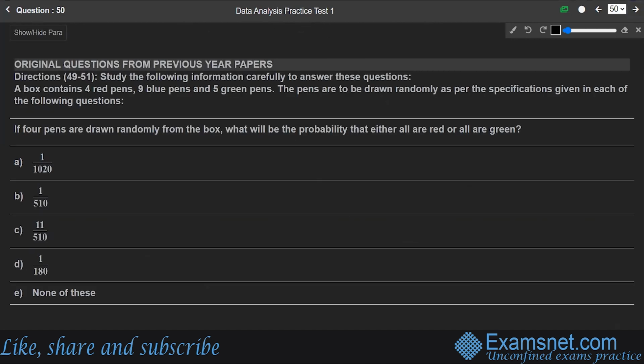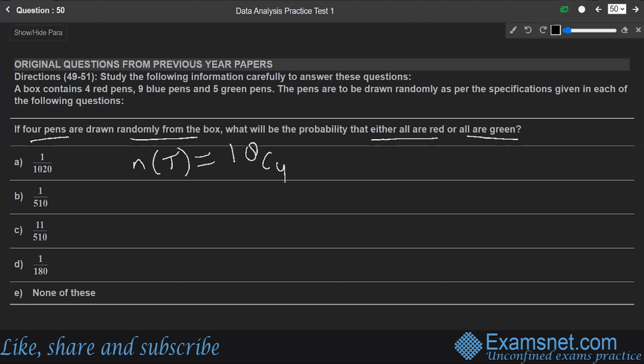Now, in the same question, he is asking: 4 pens are drawn randomly from the box. What will be the probability of that either all red or all green? First of all, the total number of cases. Out of those 18 pens, we have to pick just 4. So the total number of outcomes is 18C4.